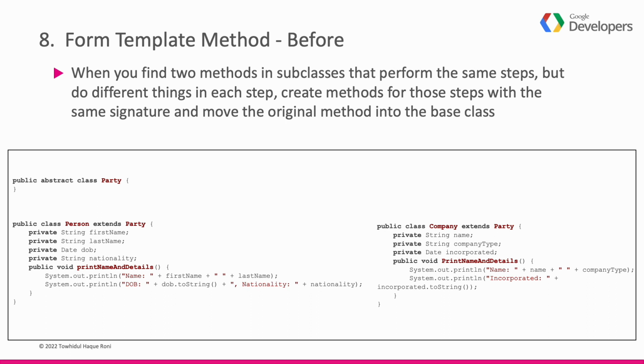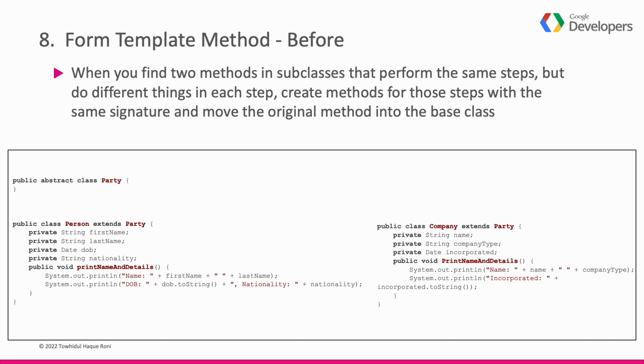Let's explore the form template method refactoring technique, a powerful approach to eliminate duplicate code in methods across subclasses. When you notice methods in subclasses that follow the same steps but do different things in each step, you can create a template method for those steps in the base class, promoting code reusability and ensuring a consistent workflow.